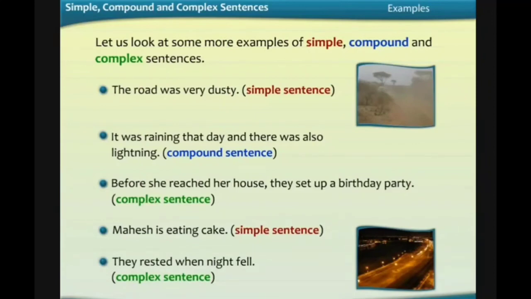Now the next example: Mahesh is eating cake. It is an example of a simple sentence, because Mahesh, one subject, and one finite verb, that is the predicate, are joined. Next example: They rested when night fell. "They rested" is the main clause, and the other part, "when night fell", is a subordinate clause. So we can say it is a complex sentence.